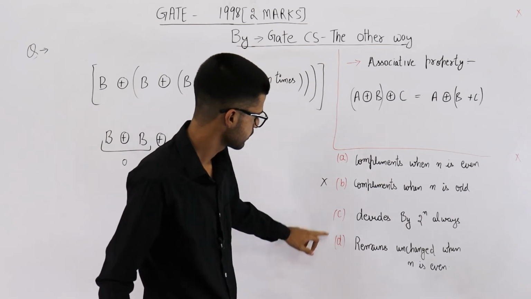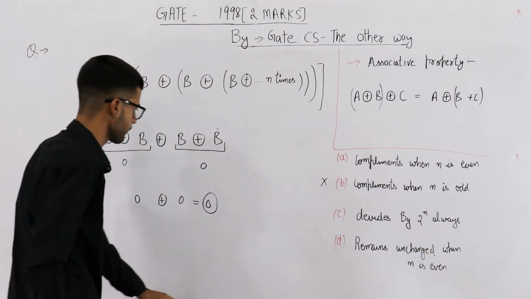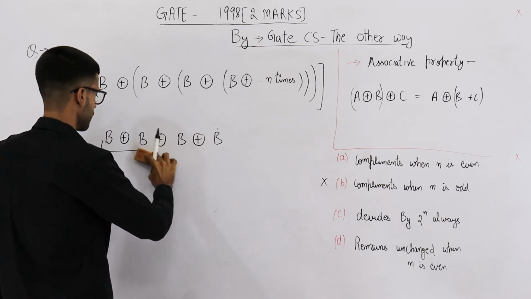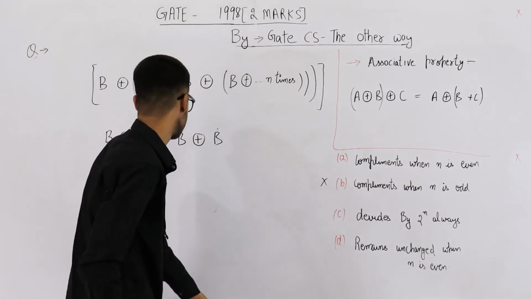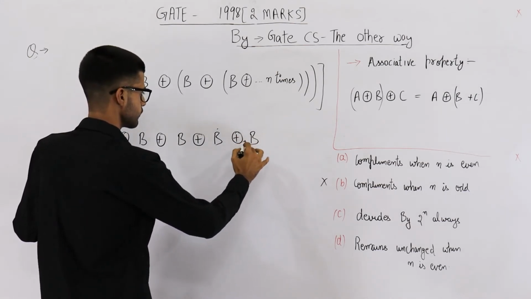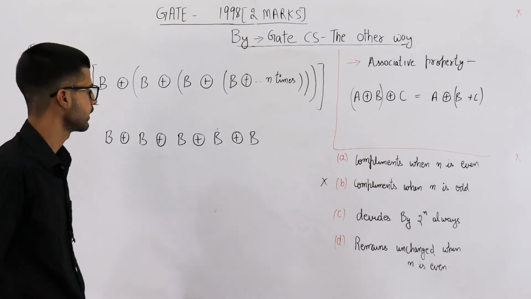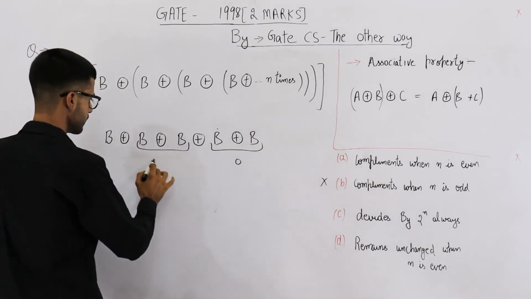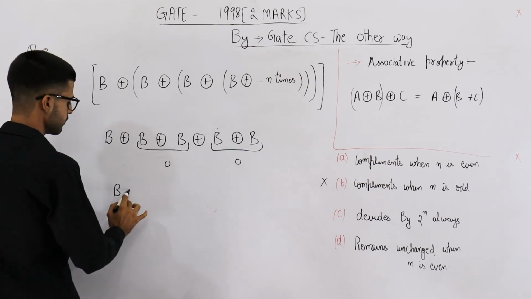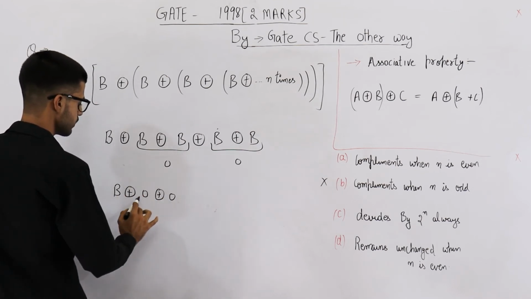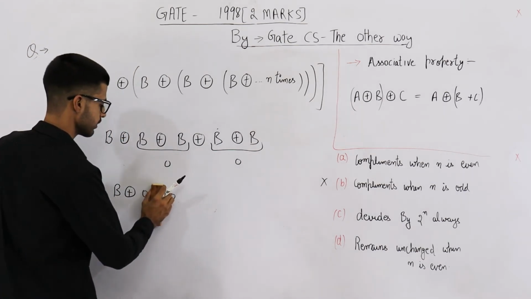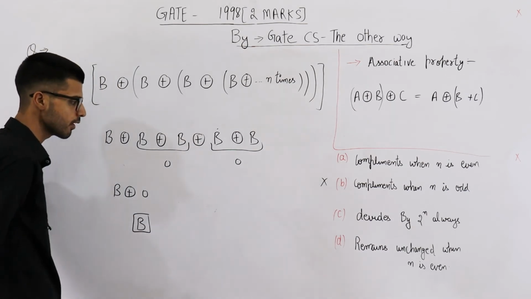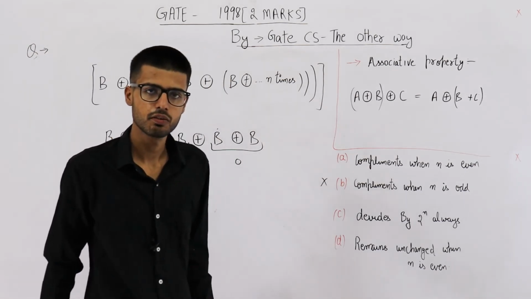Now let's see what happens when n is even. So I'm taking value of n to be 4. So 1, 2, 3, 4. Let's see what happens. So B XOR B is 0. B XOR B is 0. So we are left with B XOR 0 XOR 0. 0 XOR 0 is 0. So this will be simplified to B XOR 0. And B XOR 0 is B. So the answer is option D, remains unchanged when n is even.